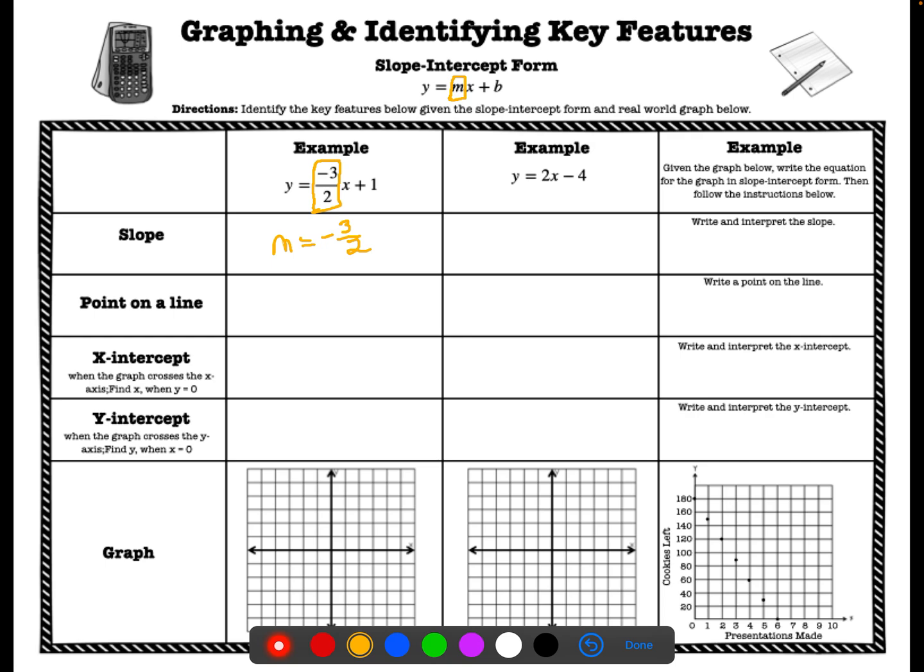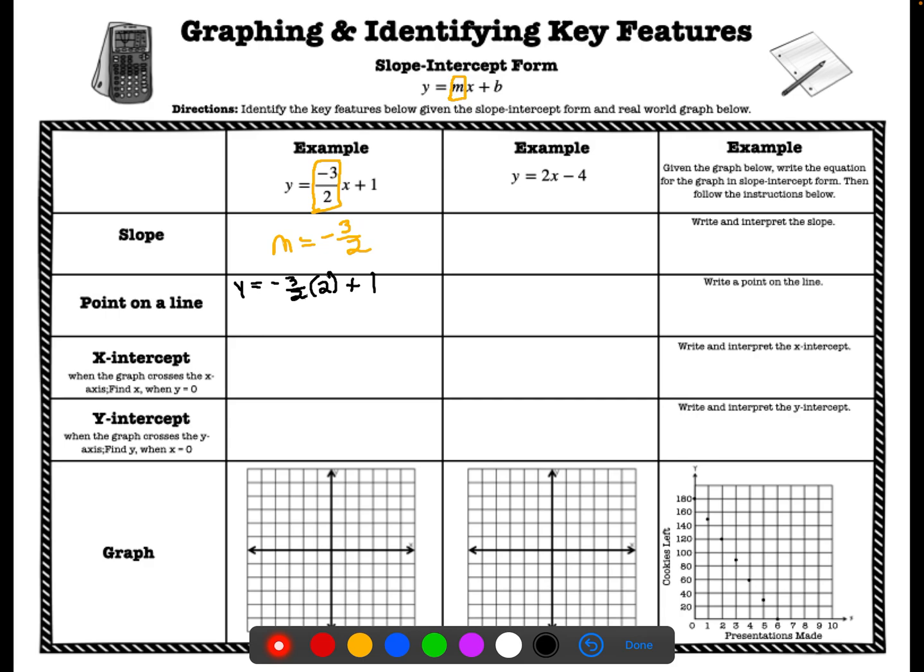Now to find a point on the line, what we have to do is plug in anything we want into x. And you may say, why x? Because x is the input. So we plug in what we want. Let's say, for example, we plug in 2. This becomes y equals negative 3/2 times 2 plus 1.